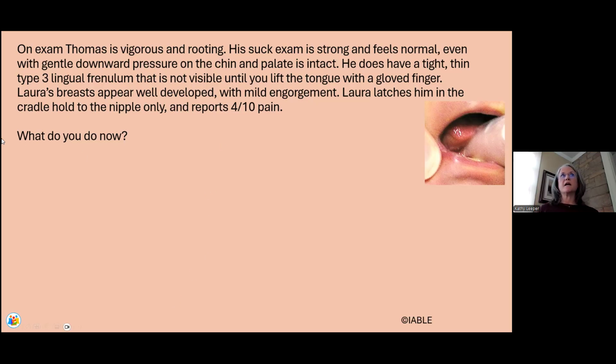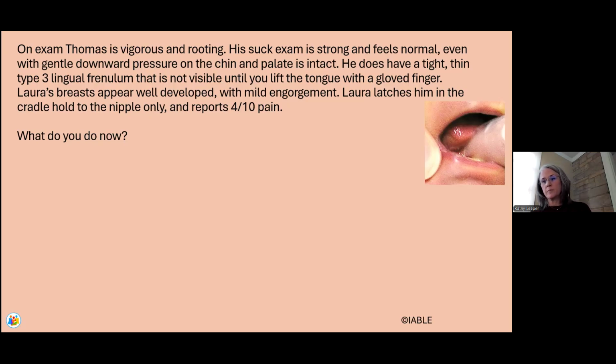He does have a tight, thin type 3 lingual frenulum that you can't see until you go in with your gloved finger, and this picture is bad, but there it is right there, and it goes all the way back to the back, but it's so tight you really can't see it without going in to lift the tongue out of the way. Laura's breasts appear well developed with mild engorgement, and she latches him in the cradle hold to the nipple only and reports 4 out of 10 pain. What would you do now?